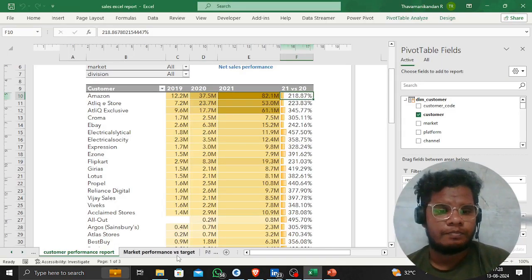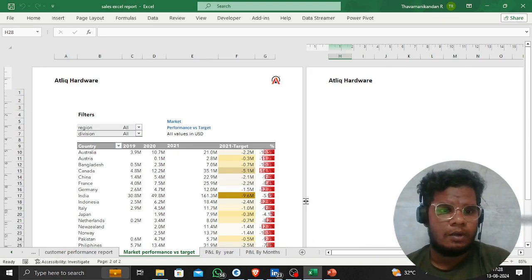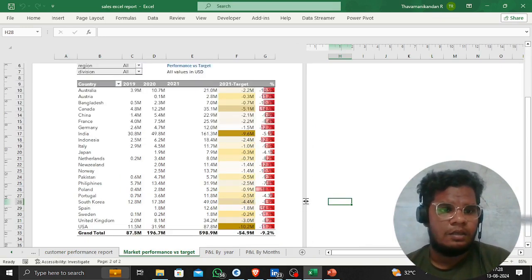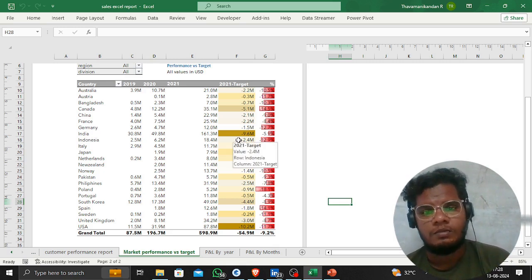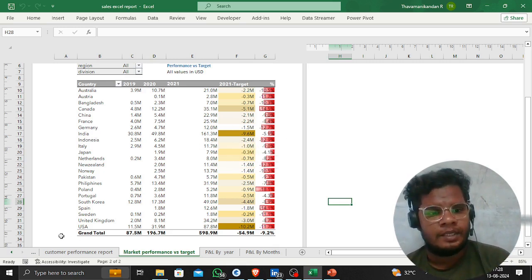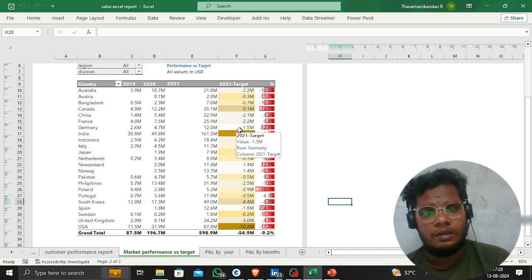Here in market performance, country and market are both the same. Australia and Austria, these are the countries that we see. And here we see India is lagging very far behind, minus 9.6 million behind the target. And after that, first USA, and after that India. USA is minus 10.2 million.